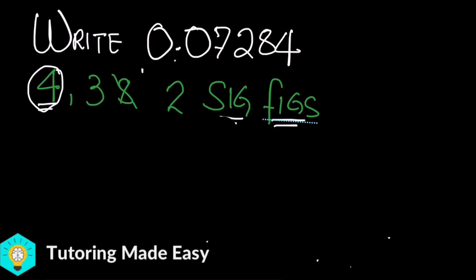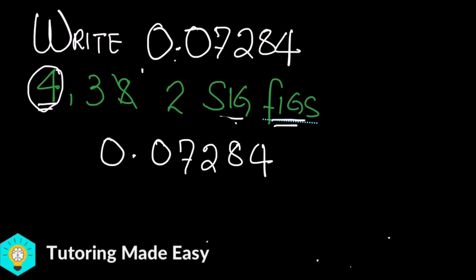So let's rewrite this number again. We have 0.07284. Remember that the first significant number is 7. Why is this the first significant number? It is 7 because right after this decimal point, the number after it is 0, which is not significant. That's why 7 is the first significant number.